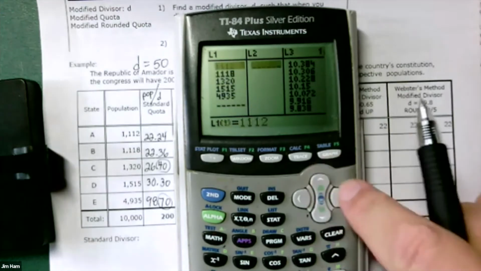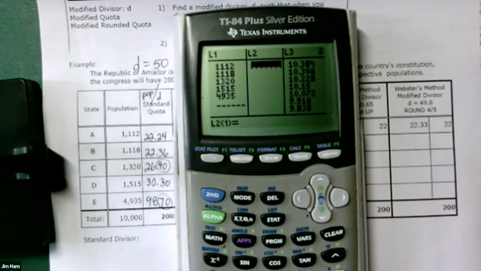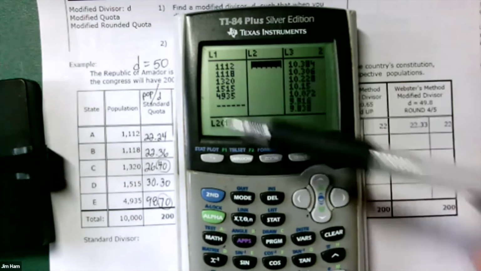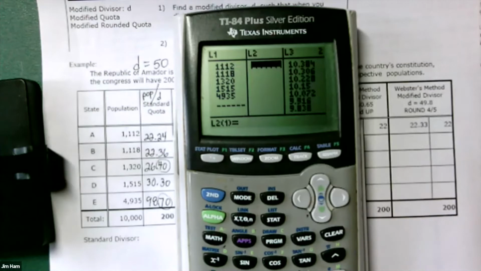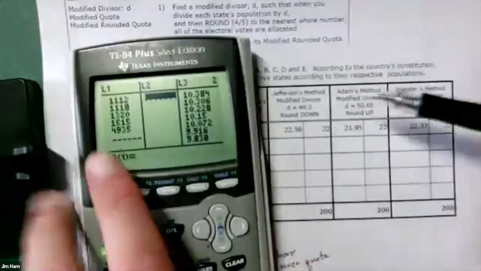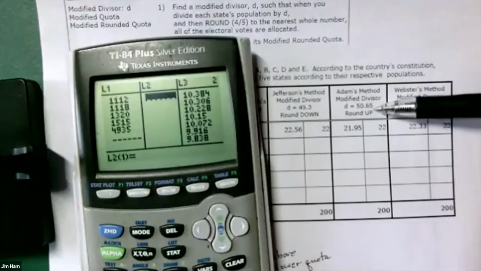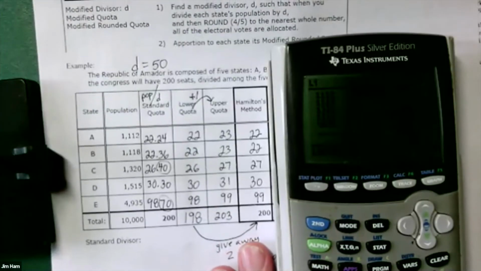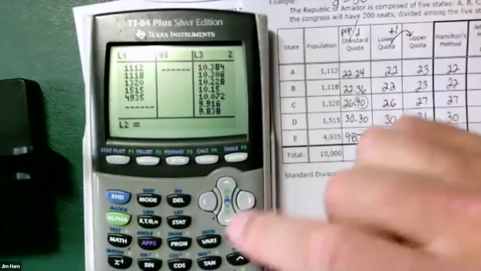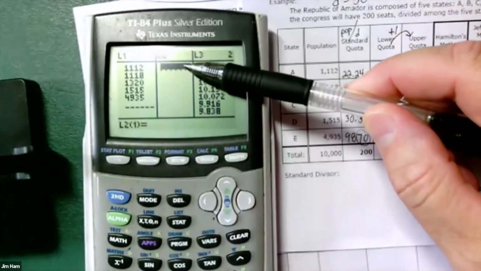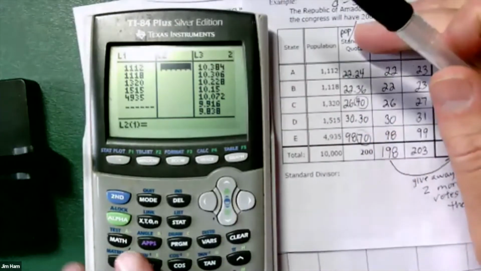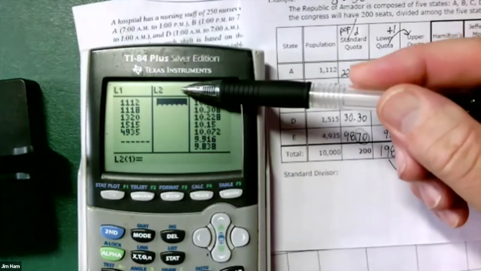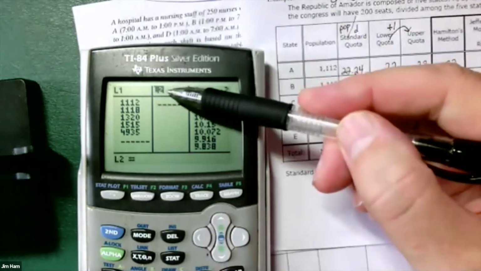Now I want to go back to a calculation that we've done already. And over and over again, you're going to be dividing these populations by a number. The number the first time was 50. We divided by the common divisor. Here, we're going to divide by 49.3. Here, we're going to divide by 50.65 and so on. But the last 3 methods are all very similar. All right, so move the cursor from this position, because if you're in here, then it's going to expect a number. So you want to move your arrow key up to put the L2 highlighted like that.